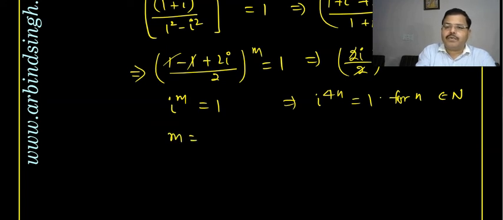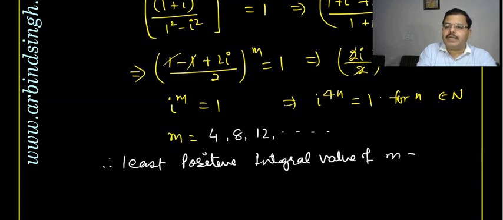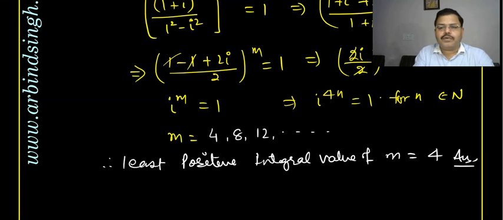m can be 4 or 8 or 12 or like this. So least positive integral value of m is 4. That would be the answer. So I hope you got it.